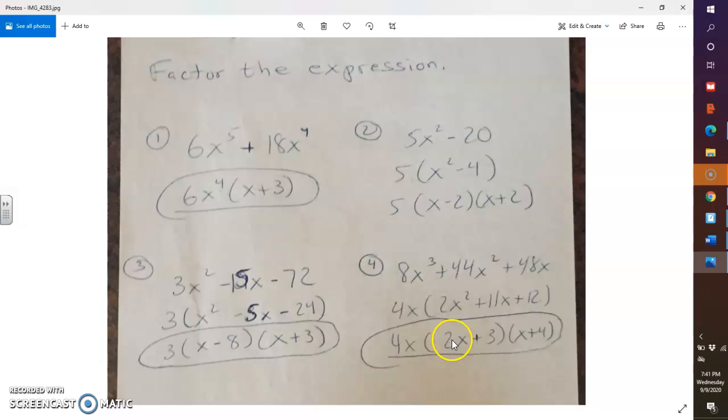And when you FOIL it to check it, 2x times 4 is 8x. 3 times x is 3x, 8x and 3x is 11x. That's the last thing, is you really only need to check the middle term, because if 2x times x didn't equal 2x squared, and 3 times 4 didn't equal 12, you wouldn't have tried it anyway. So really, when you check these problems, you literally just have to check to make sure your middle term works.